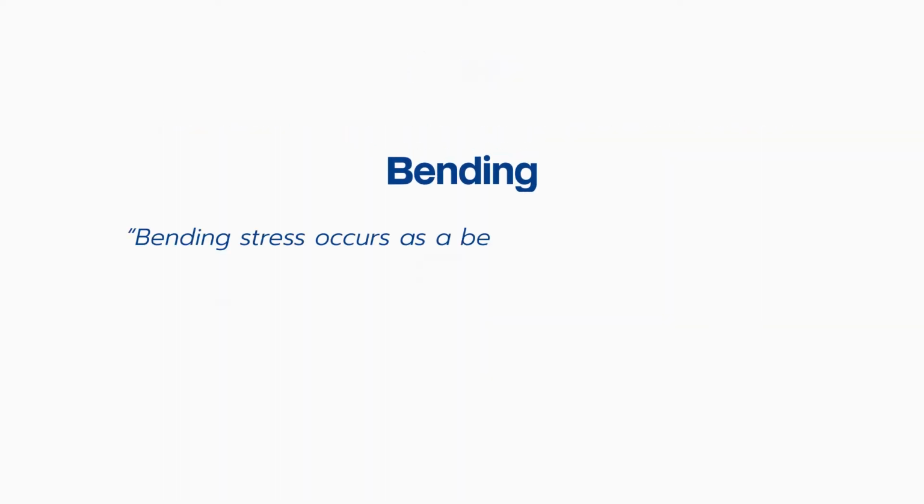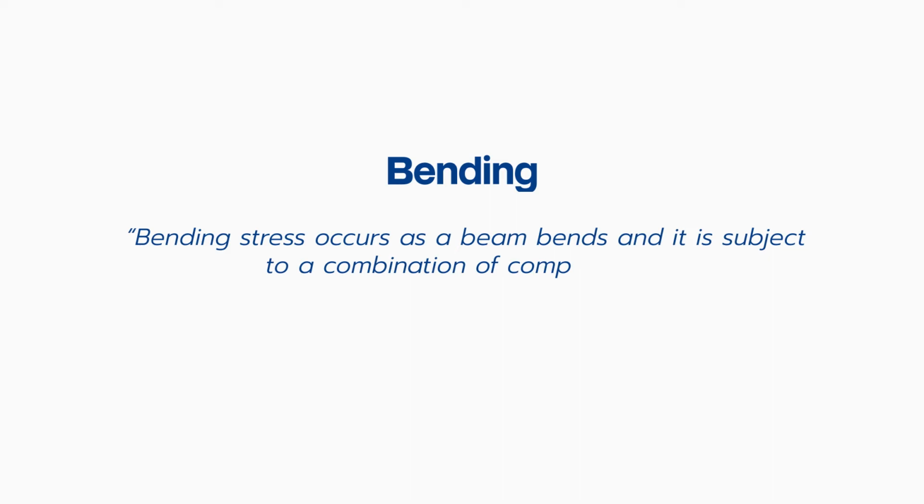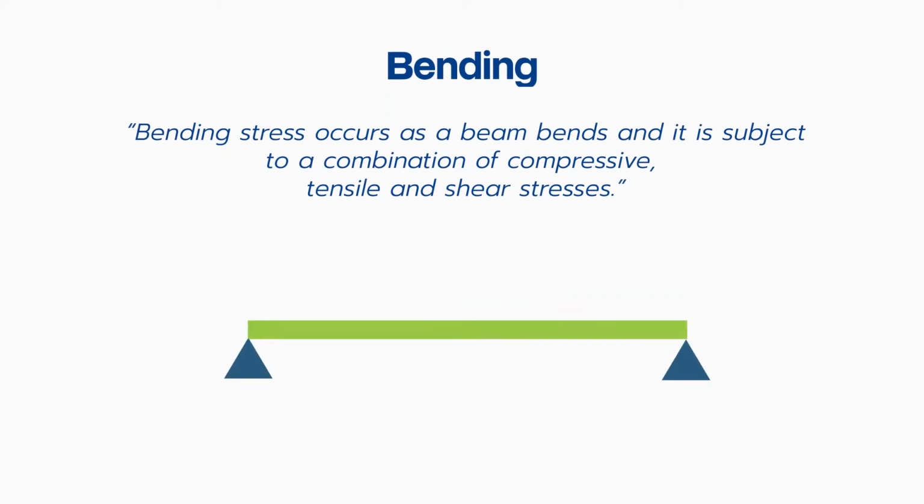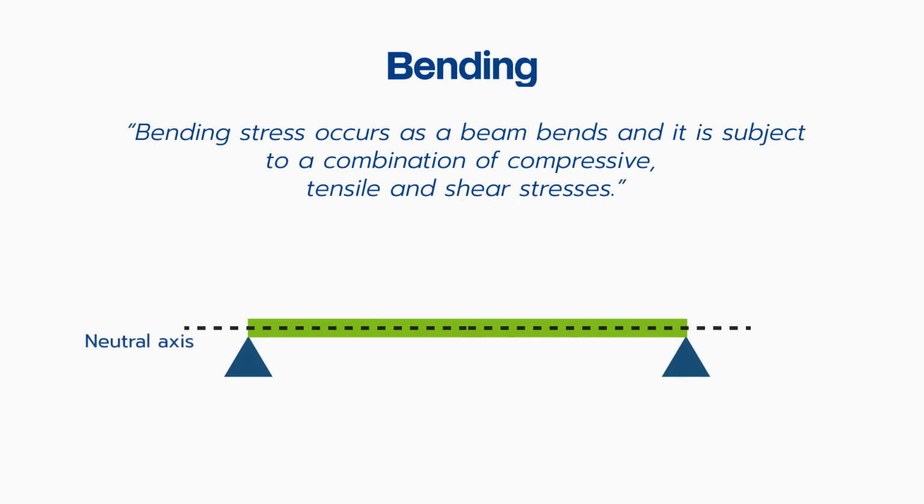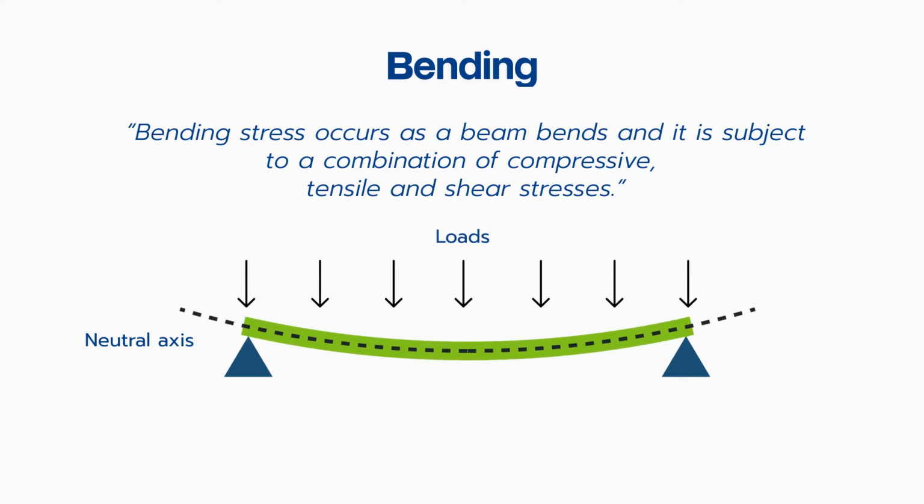Bending stress occurs as a beam bends, and it is subject to a combination of compressive, tensile, and shear stresses. This diagram is shown of a member with supports at each end. The neutral axis is drawn as a dotted line along the middle of the member, running along the full length of the member. Loads are pushing down on the member, causing it to bend downwards in the middle. The upper part of the member is under compression, and the lower part of the member is under tension.